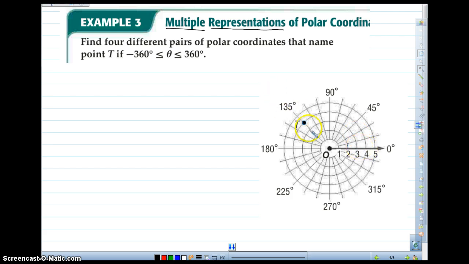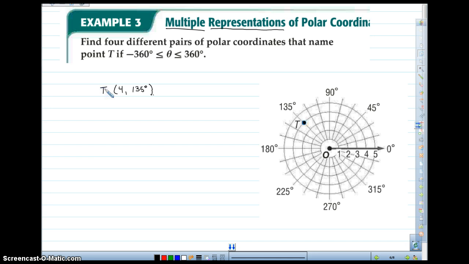So if I look here, T is on the 4th ring out, so that means I have a radius of 4. So that's my first coordinate. And if I count how many spokes it goes around, they've labeled them nicely for us here. It's on the spoke for 135 degrees in the positive direction. So that would be coordinate T.